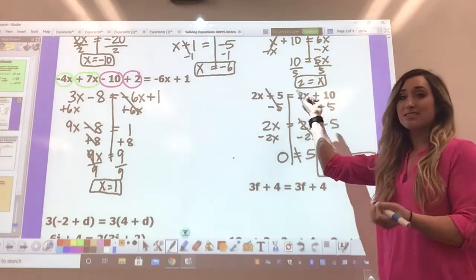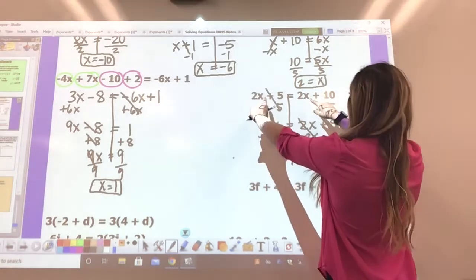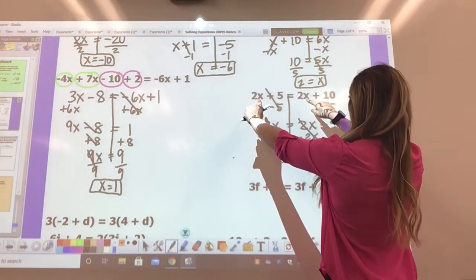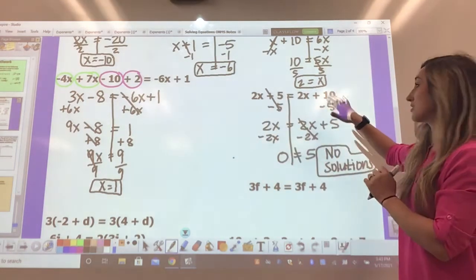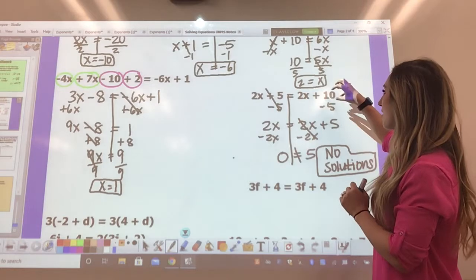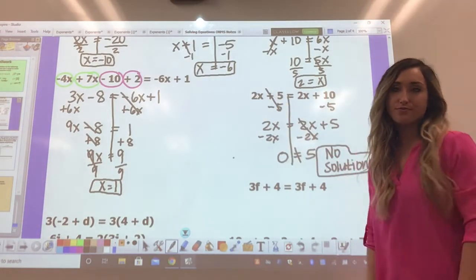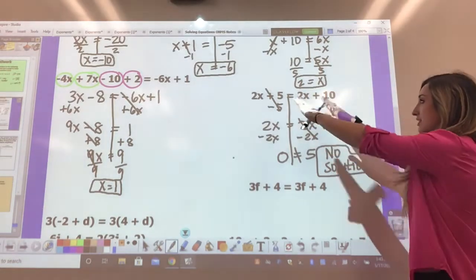There's nothing that x can be for this to hold true, which makes sense because whatever x is, you're multiplying it by 2 on both sides, but you're adding only 5 to it here and only 10 to it here. So the one on this side will always end up being 5 more than the one on this side, which makes sense to why it would be no solution. You can never get those to be equal.